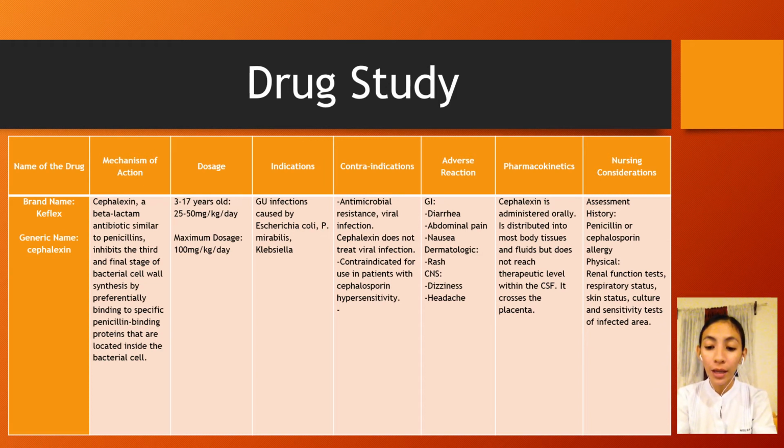The pharmacokinetics, cephalexin is administered orally, is distributed into most body tissues and fluids, but does not reach therapeutic level within the CSF. It crosses the placenta. So the nursing considerations, assessment of the history, penicillin or cephalosporin allergy, and for the physical, renal function test, respiratory status, skin status, culture, and sensitivity test of infected area.